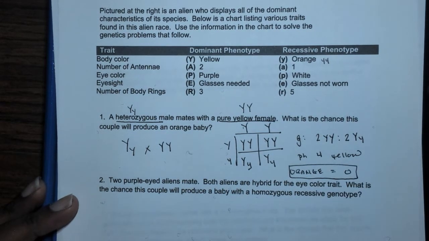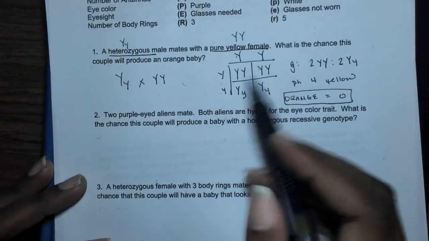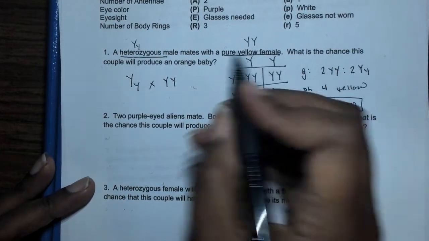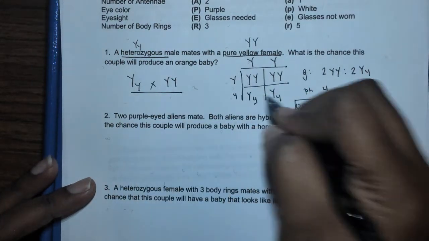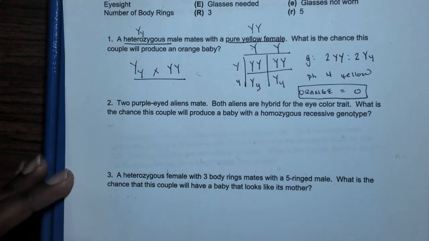Please correct yourself. Make sure that when you correct yourself, you write everything. So the cross, the Punnett square, and your genotype-phenotype ratios, all 3. That is what showing your work looks like.